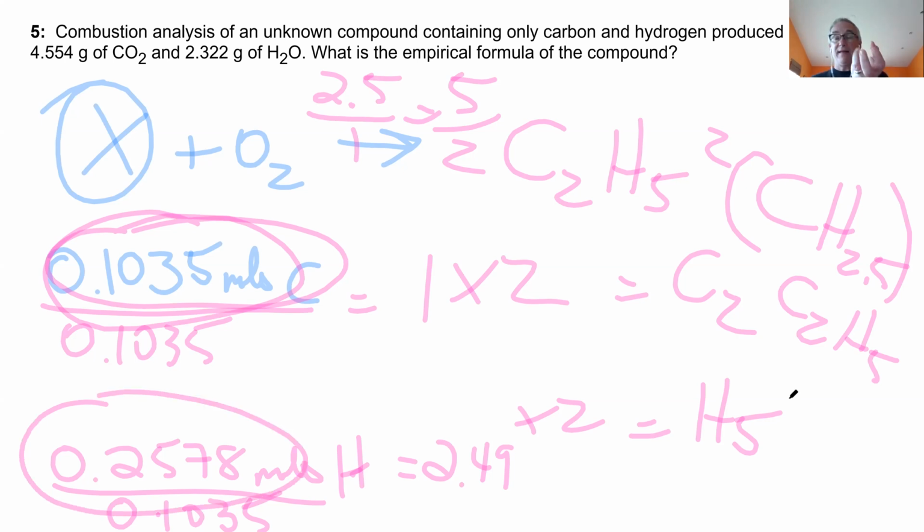It all depends how much material we actually burn. If we burned a ton of it, we might be able to get 5 to 2 or 2.5 to 1. But if you burn a small amount, you're going to get these really weird, very small numbers. We need to figure out what the ratio is between these small numbers. So you divide by the smallest number, and that usually gets you on the road to having whole integer numbers.